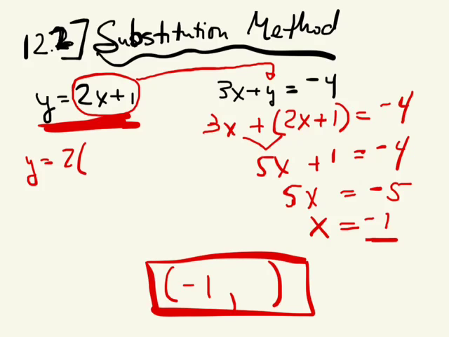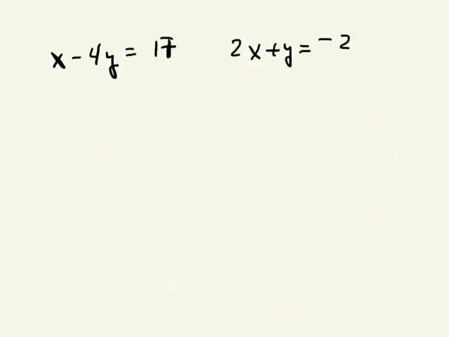2 times, we found x to be negative 1. So that's negative 2 plus 1. That's negative 1 also. So y is negative 1. That's our answer. The point (-1, -1) works in both this one and this one's equations.